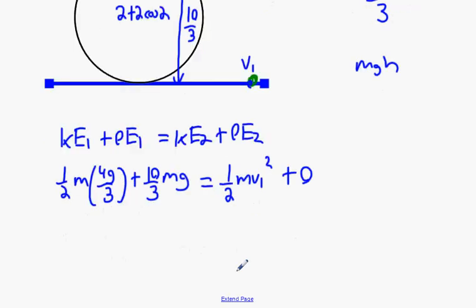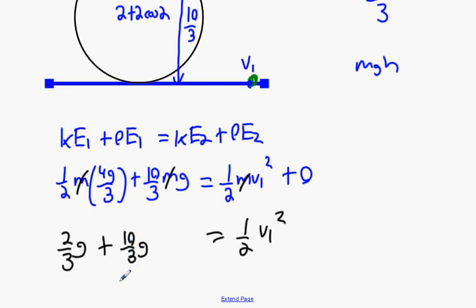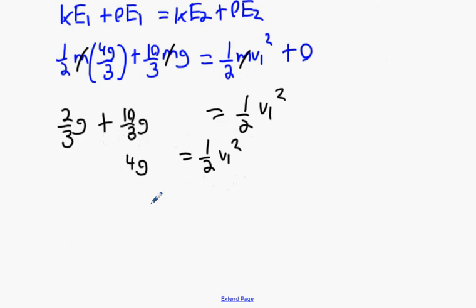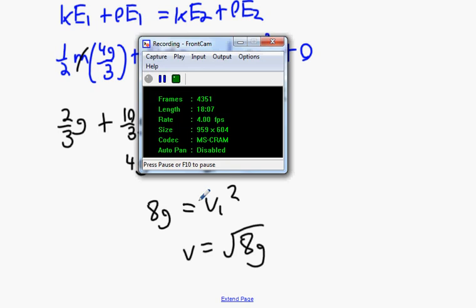So what I'm going to have on this side is I'm going to get rid of all those m's. Don't like them. A half v1 squared. Now that is going to be 2 over 3g plus 10 over 3g, which will give me 4g, because it's 12 over 3g, equals a half v1 squared. Multiplied by 2, we get 8g equals v1 squared. V1 therefore is the square root of 8g when it hits the ground. There we go. Okay.